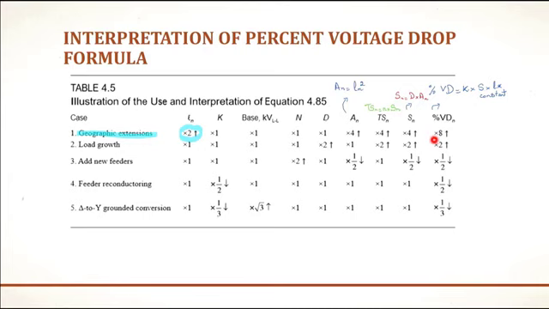So this is not desirable, and that's why this should be the least priority. It means you should avoid increasing the feeder length. The reason is the voltage drop will become 8 times. So this is not a desirable action, and that's why we should avoid it.